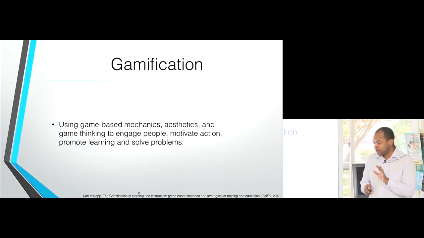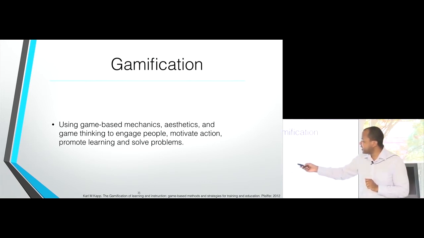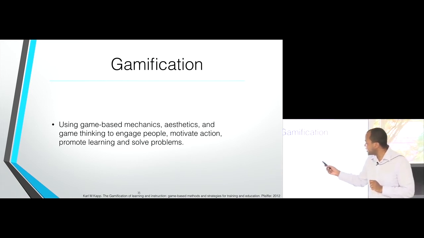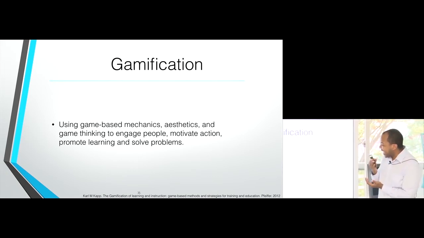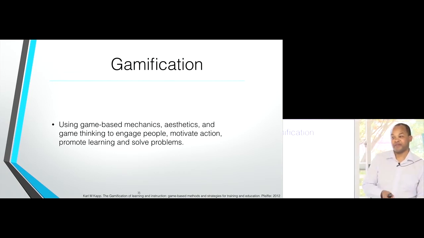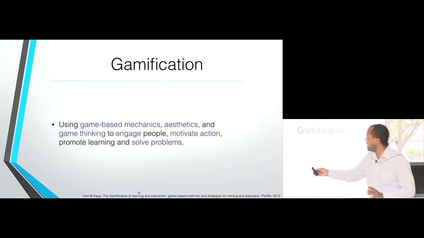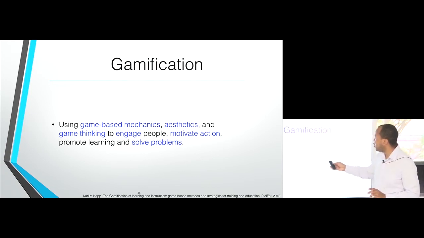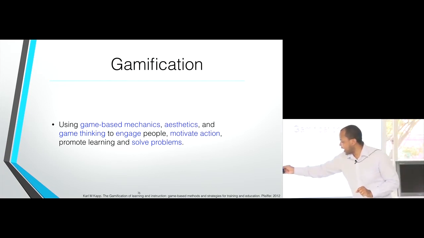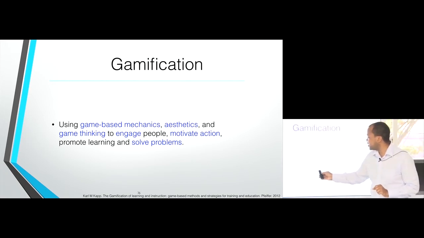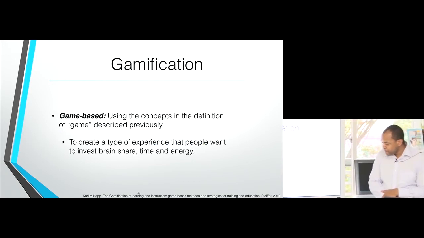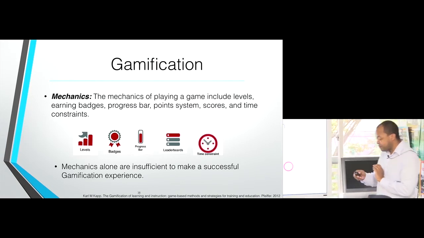So, a definition that has been suggested for gamification is using game-based mechanics, aesthetics, and game thinking to encourage people, to motivate action, and promote learning, and lastly, solve some problems. And again, words that are important to note here are game-based mechanics, aesthetics, we'll discuss them, game thinking, engagement, motivation, action, and solving some problems. So let's look at each of these.